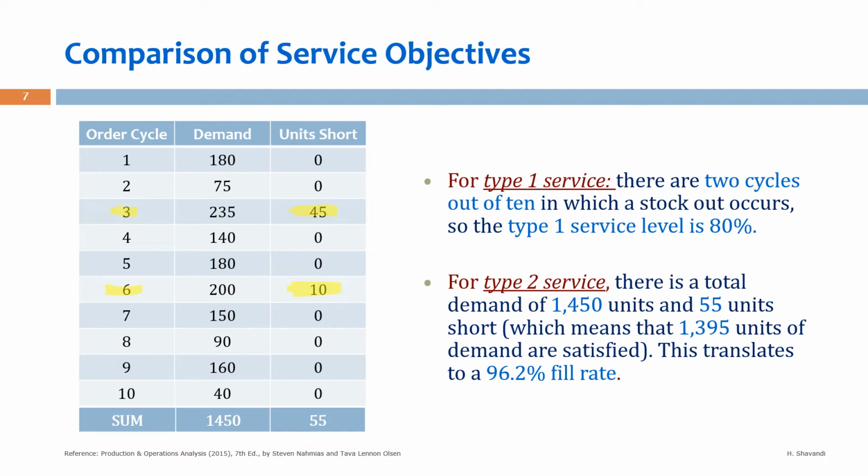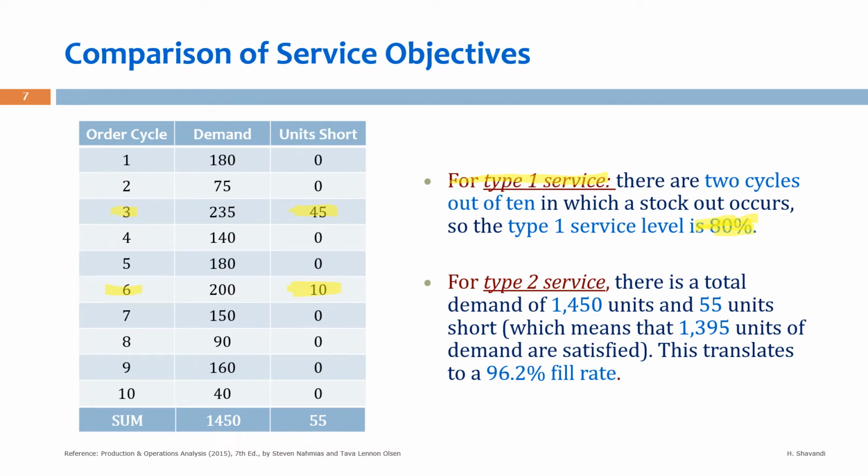Okay, so if you want to calculate type 1 service level, I mean the percentage of cycles that we were in a stock out situation, as you see here, in 2 cycles out of 10 we were in a stock out situation. So the probability of not being in a stock out situation is 8 over 10, right? So it will be 80%. So here the type 1 service level is 80%.